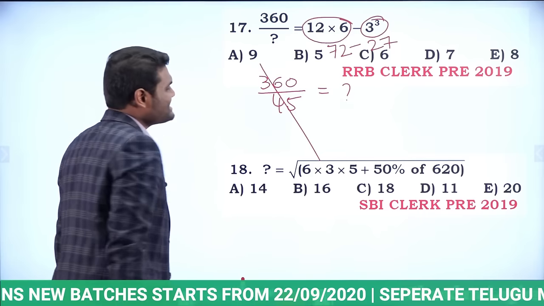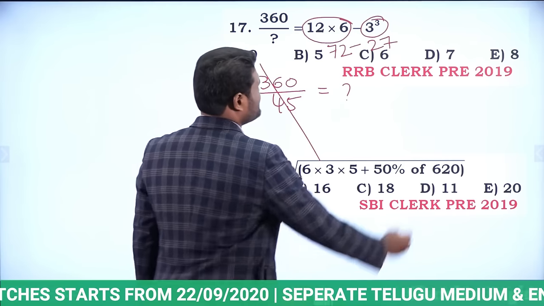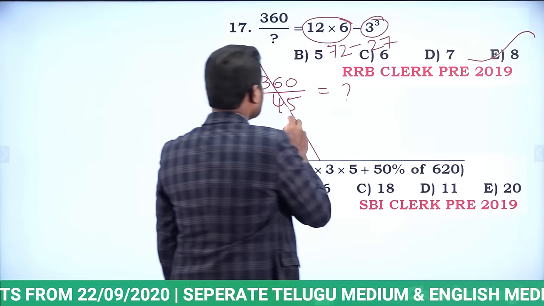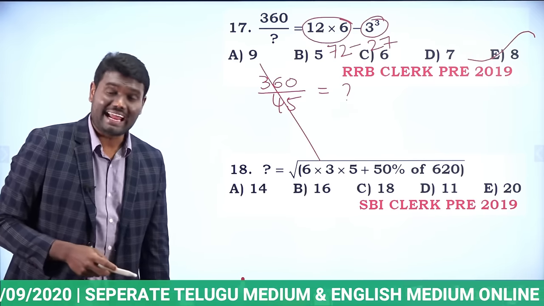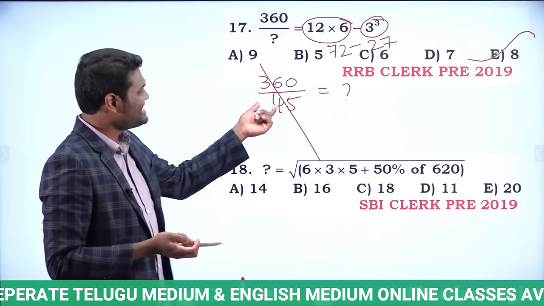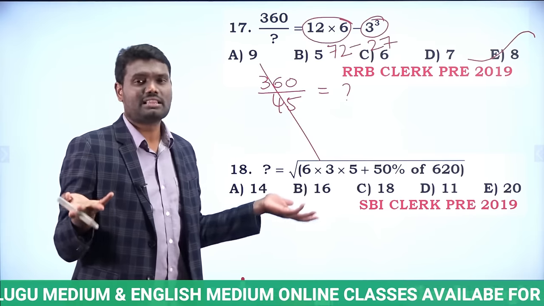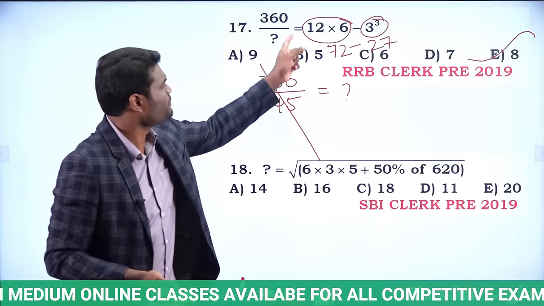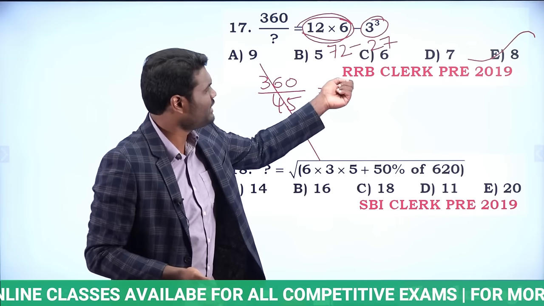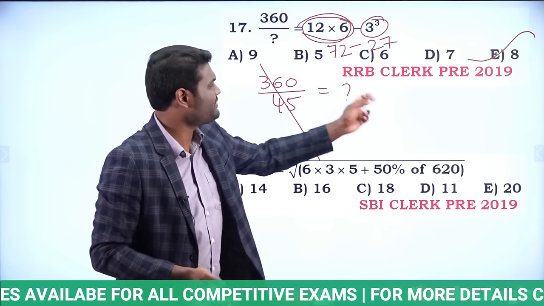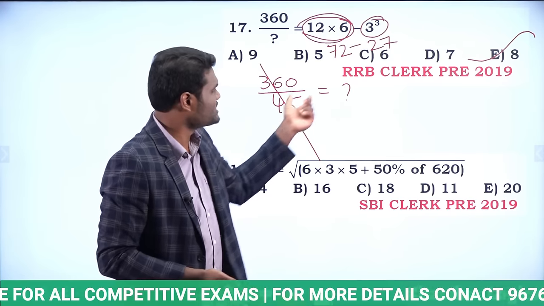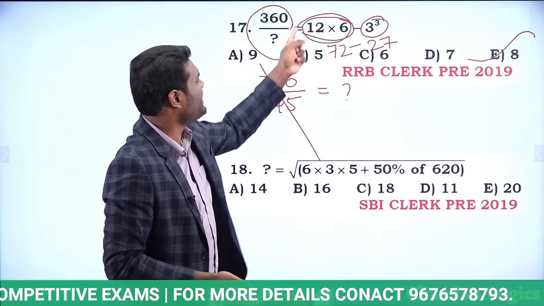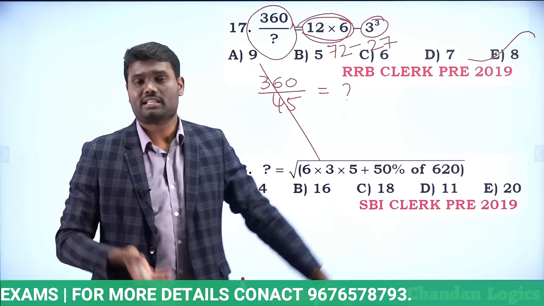Okay, now what is this question mark? Now look here. 360 divides by 45 how many times? 8 times, right? Why? Because 45 into 8 is nothing but 360, which is 320 plus 40. That is nothing but 360. Very simple question, just basic calculation. 12, 6 times is 72, minus 3 cube is 27. 72 minus 27 is 45. So 360 by 45 is nothing but 8.